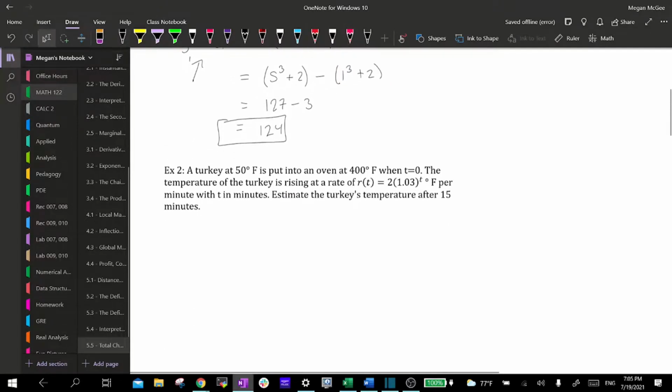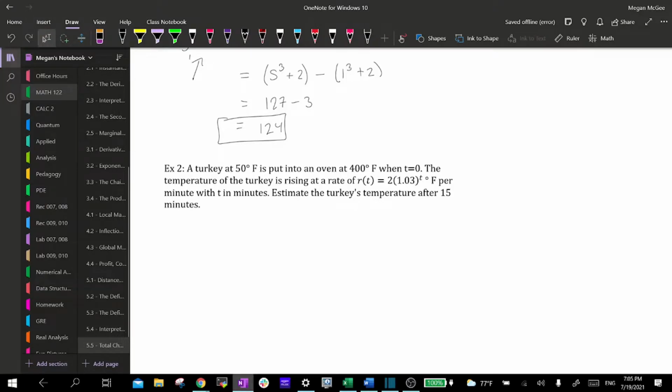Alright, so let's move on to example 2, where we have a turkey that is currently at 50 degrees Fahrenheit and is put into an oven at 400 degrees Fahrenheit, and that's happening at time t equal to 0. The temperature of the turkey is then going to rise, and we're given the rate at which it's rising with t in minutes. So the question asks us to estimate the turkey's temperature after 15 minutes.